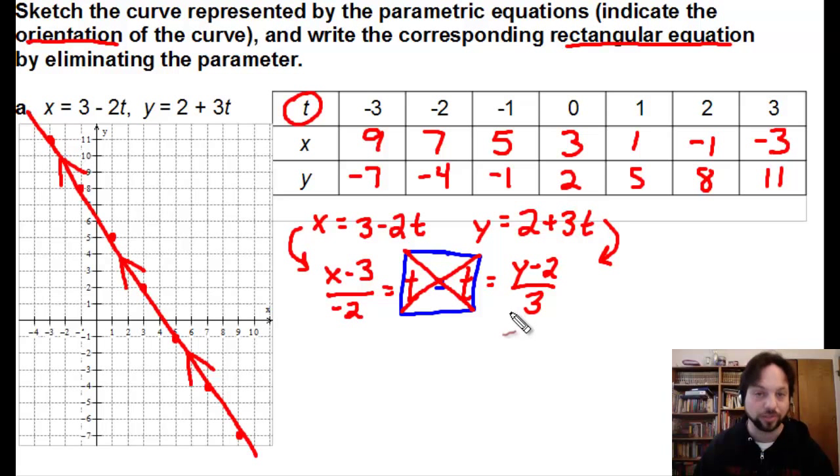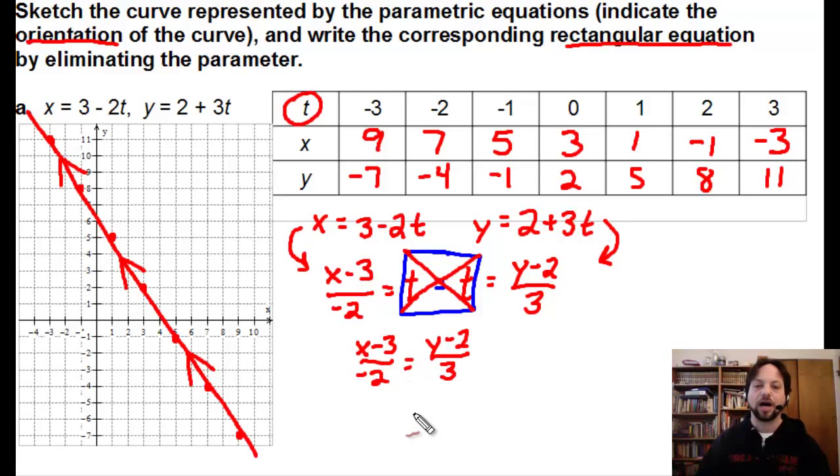There's a property in geometry that you might be familiar with that was similar to this, where if one equals this and this equals this, then that equals that. It's the same idea here. So if I write this as (x - 3)/(-2) equals (y - 2)/3, you can cross multiply. You can multiply by 6 to get rid of the denominators. You can go about this however you like. What we should end up with, either way, however you do it, is 3x - 9 equals -2y + 4.